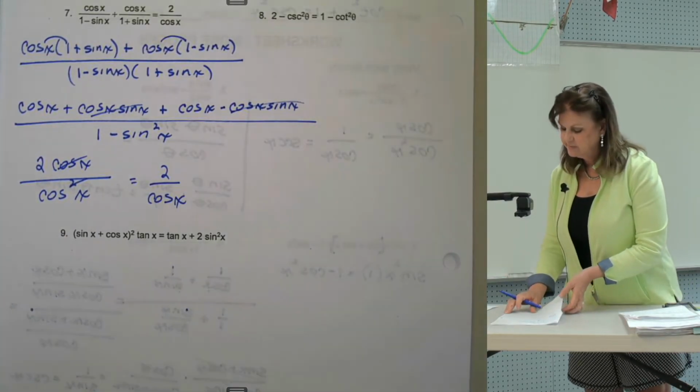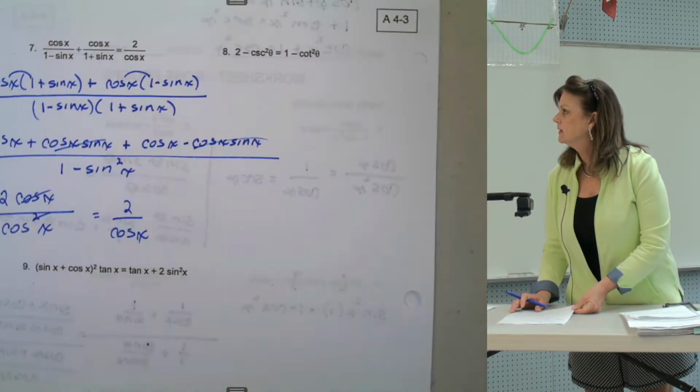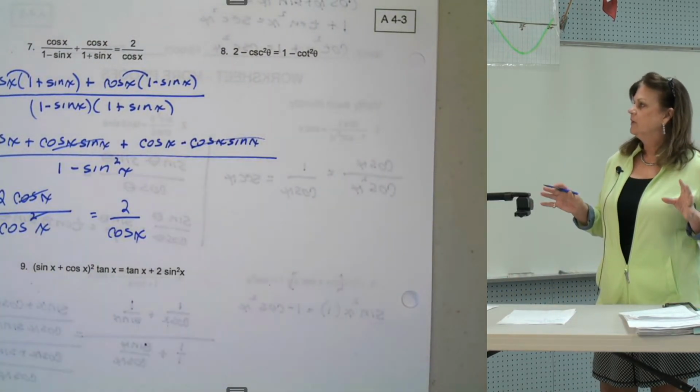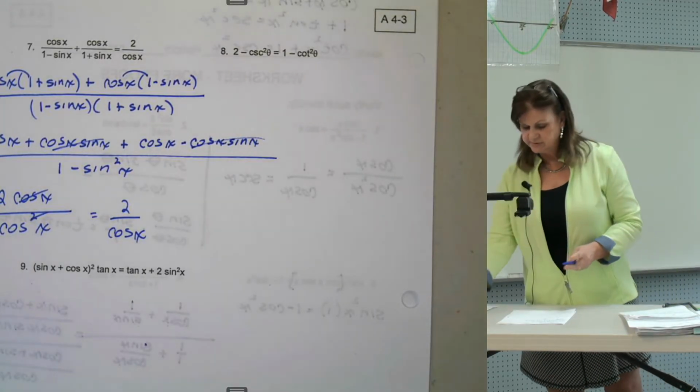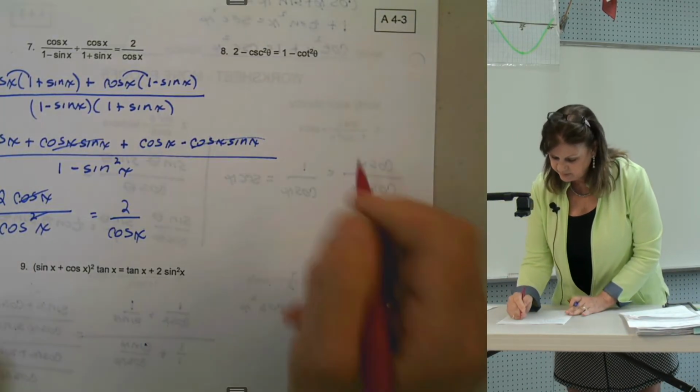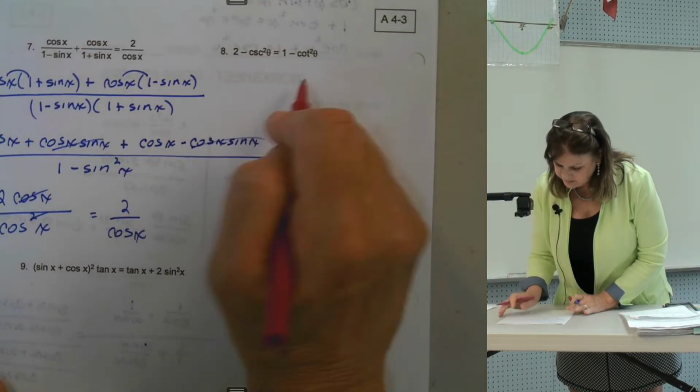All right, take just a minute and work problem 8. And again, your radar should be up, because you've got cosecant squared and you have 1 minus cotangent squared. Granddaddy, granddaddy, granddaddy. Be thinking about that. I'll put the answer up in just a minute.